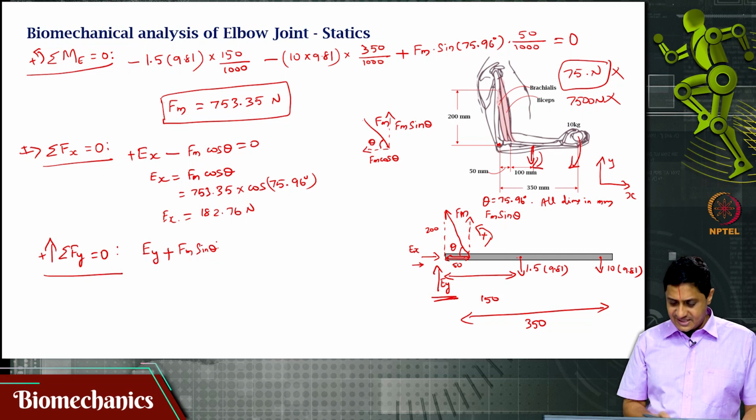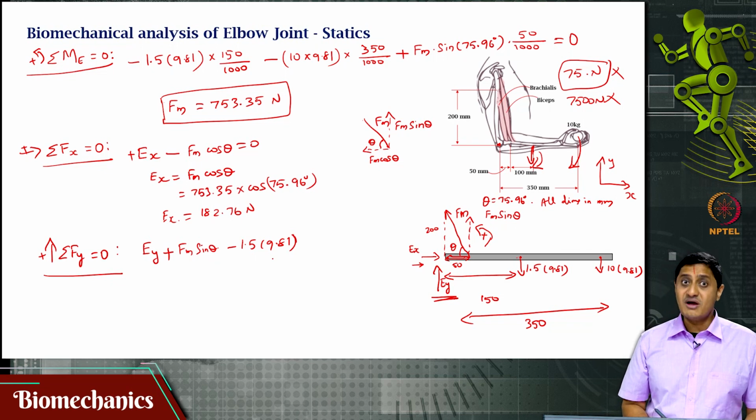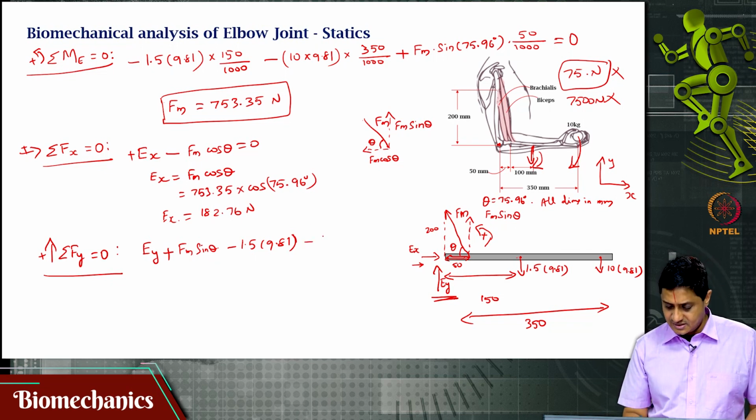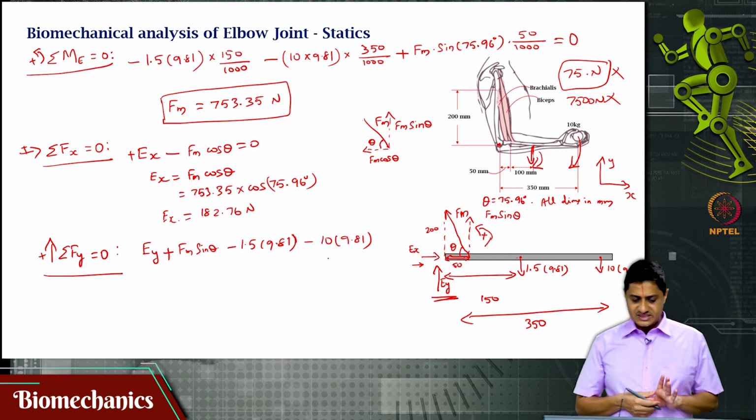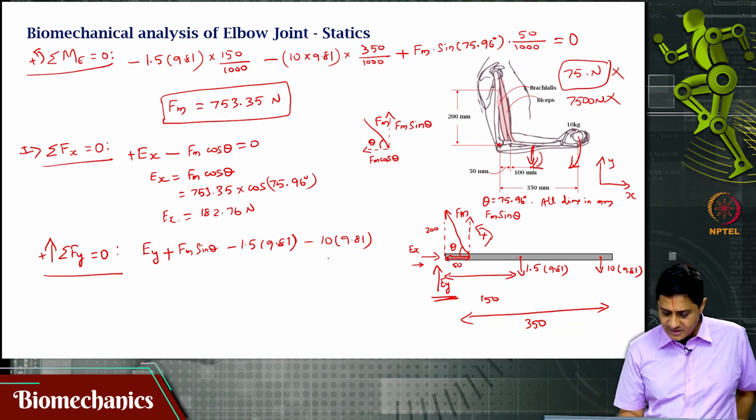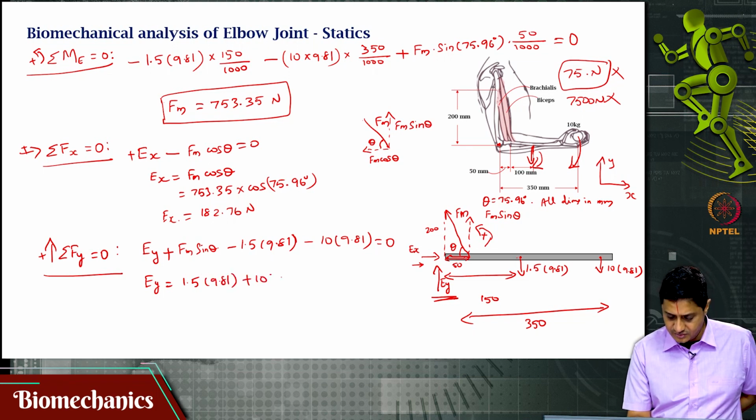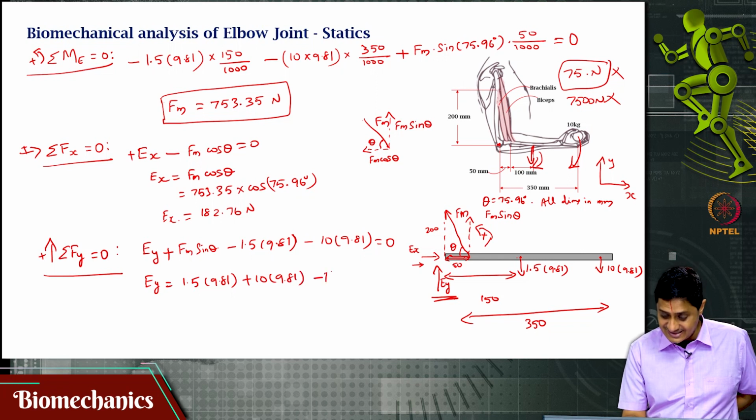So, the y component will have plus Fm sin theta, then minus 1.5 kg is acting at a distance of 150 mm, but that distance does not matter to me now, because I am only solving Sigma Fy equal to 0, minus 10 kg is acting. Anything else? Any other thing that I have missed? Nothing else, right? The whole thing is 0. So, that means Ey is 1.5 into 9.81 plus 10 into 9.81 minus Fm sin theta.